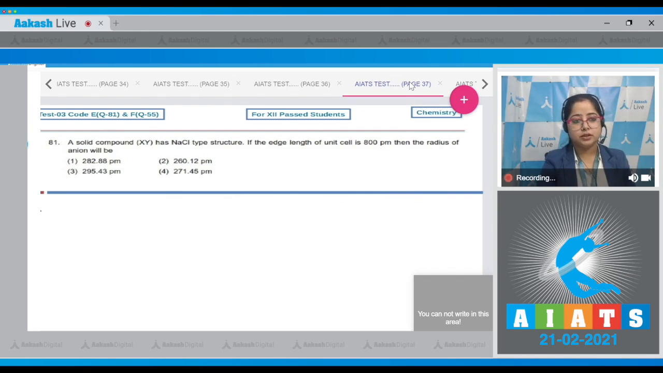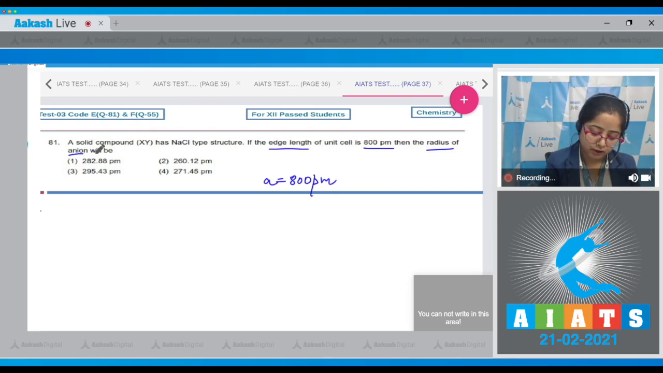Which is question number 81. Let's read it. A solid compound XY has NaCl type structure. If the edge length of unit cell is 800 picometer, then the radius of the anion will be. Student, here, first of all, we are given with NaCl type structure. Here we are given with edge length, which is 800 picometer. We have to calculate the radius of anion.